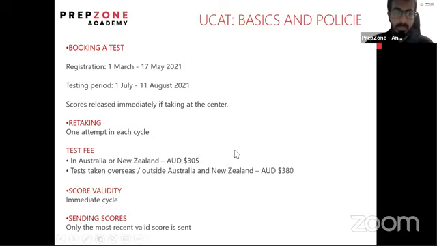The test fees for UCAT ANZ, if you are taking the test in Australia, is Australian $305. If you're taking it overseas, it is Australian $380. The scores come out immediately. So the day you take the test is the day you get the scores, and that's the score you'll be applying with for University of Adelaide. Okay.